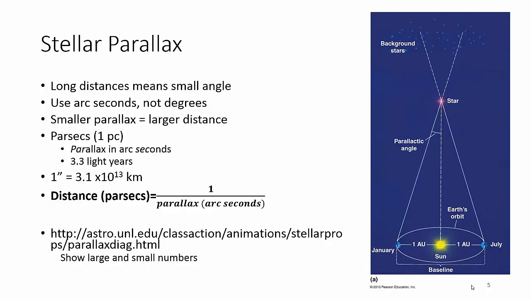Now, another thing to talk about when we talk about parallax is the parsec. One parsec is 3.3 light years. Well, what's a parsec? A parsec is how we measure the distance. And so the distance in parsecs is 1 over the parallax. So the bigger the distance, the smaller the parallax. The smaller the parallax, the bigger the distance. So they're inversely related, and that's all that equation is saying.